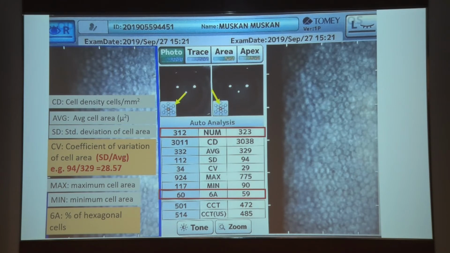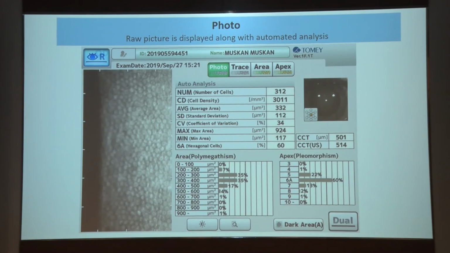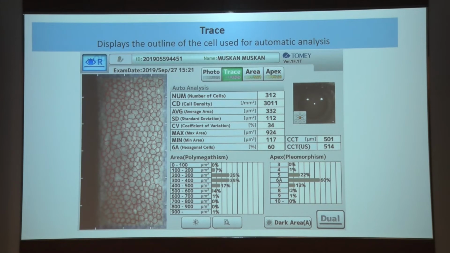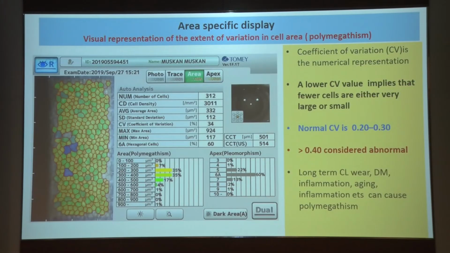Now you see here, there are different ways in this. They are just ways of showing the same image in different ways. So here we have the raw photo, the raw data. In the next image, you have the trace. So it's just traced out the boundaries of the cells, right? In the next, you have the area, right?